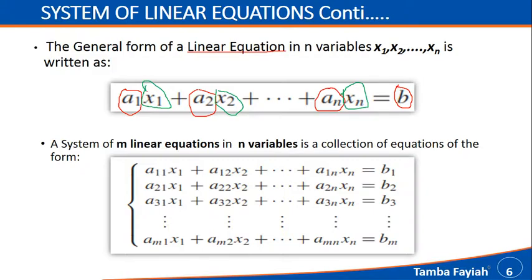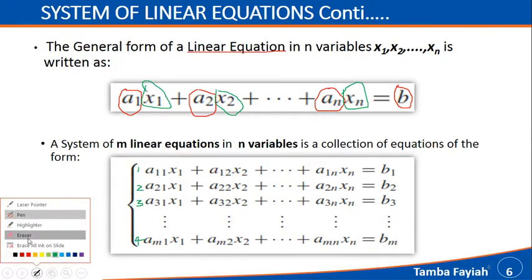Now we come to a system of m linear equations in n variables, which is a collection of equations of this form. So here we can see we have more than one linear equation. We have equation 1, equation 2, equation 3, and so on all the way to equation m.